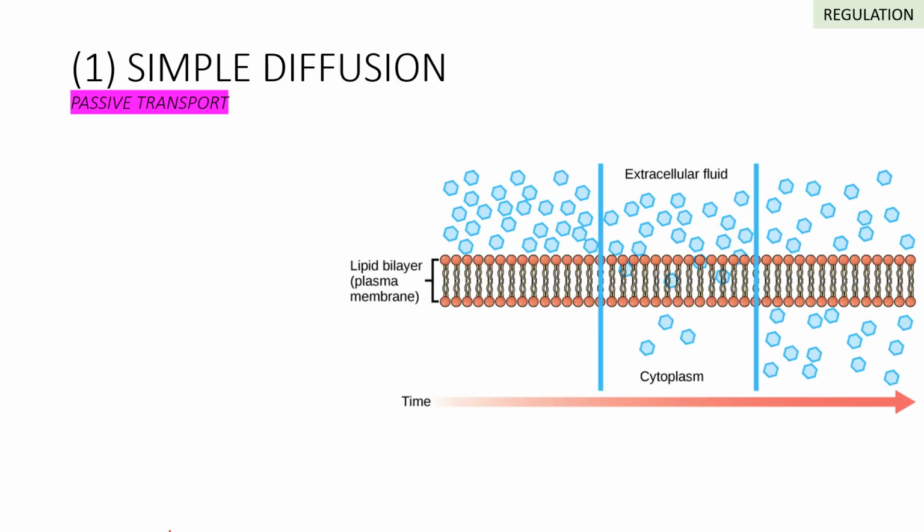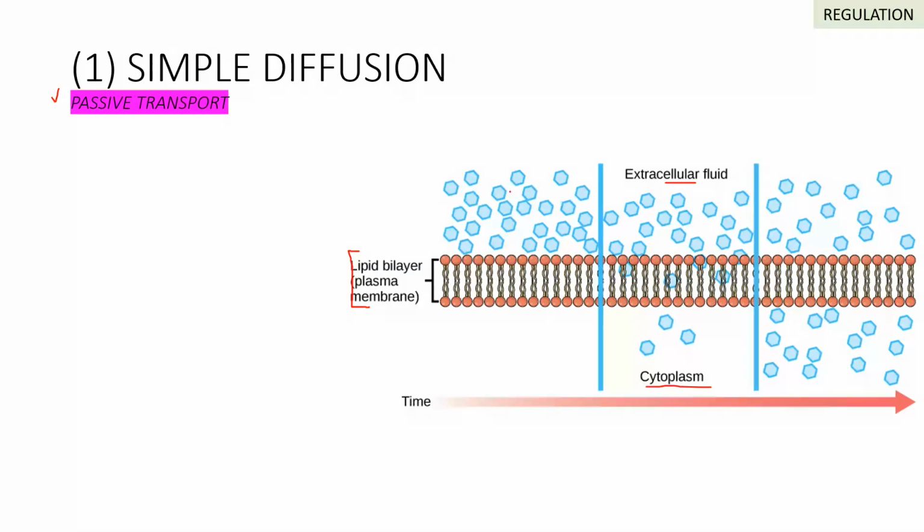So now let's take a look at the three methods of passive transport: simple diffusion, facilitated diffusion, and osmosis. With simple diffusion, and I've put right here, yes, this is passive transport, meaning no energy is required. What we have here is the phospholipid bilayer. You can see the extracellular fluid, this is on the outside of the cell. You can see this is the cytoplasm. This side is going to be on the inside of the cell.